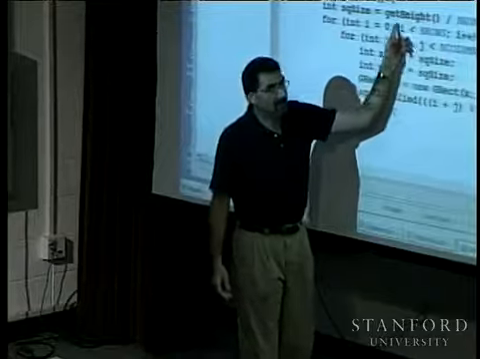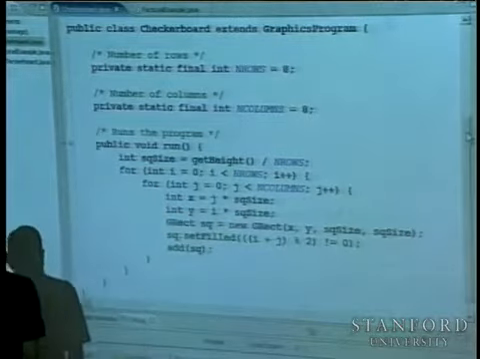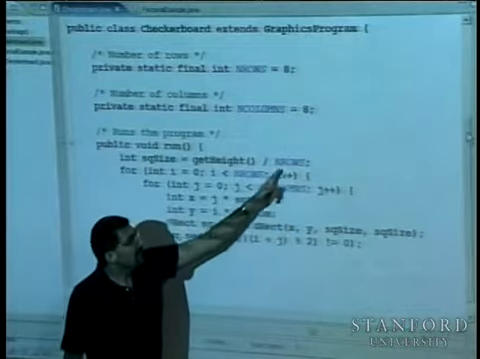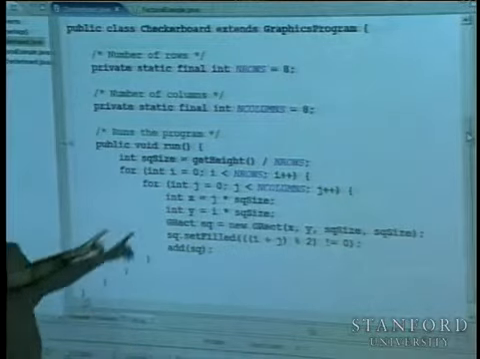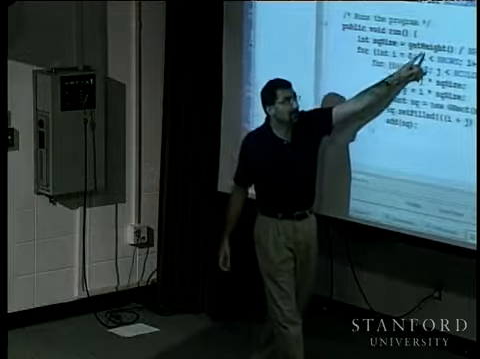We get the height of the graphics window. Remember our little friend, the method getHeight, which tells us how many pixels high the graphics window is. And we divide that by the number of rows. Since we divide that by the number of rows, this is going to give us integer division, right? This is going to give us back an integer, and we're going to assign that to squareSize, which is an integer. So everything's perfectly fine, because this is some number of pixels.